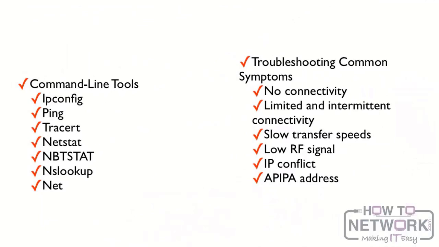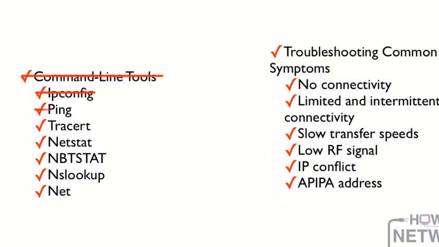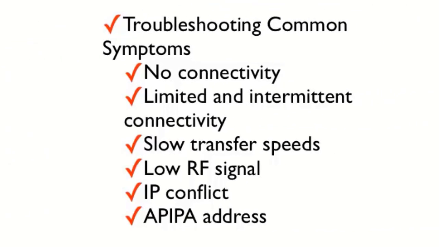So now we've talked about some of the command line tools used in troubleshooting networks, including ipconfig, general configuration data, ping, which verifies connectivity, and traceroute, which traces the route a packet takes, netstat, showing the current network statistics, nbtstat for NetBIOS statistics, nslookup for our DNS servers, and then the net command, which is actually a series of tools. Now let's look at troubleshooting some of the common symptoms.